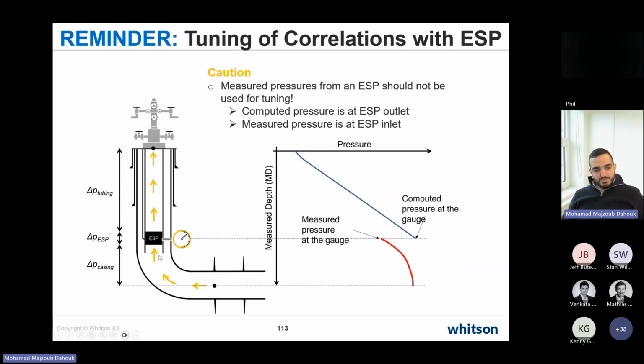And that's because the gauge pressures are measured here. I hope you can see my mouse. The multi-phase flow correlation is able to do the calculation from wellhead down to the inlet of the ESP, but it doesn't model the delta P across the ESP. So trying to tune those correlations to ESP intake pressures doesn't make any sense. Just basically, don't do it, and avoid it.